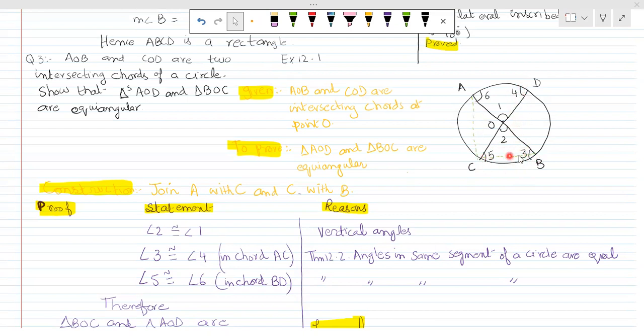With the very same reason, if we focus on the chord BD, starting with B and ending with D, angle 5 and 6 are also congruent. So we had to prove that in this triangle, angles 2, 3 and 5, and in this triangle, angles 1, 4 and 6, are correspondingly equal to each other. And here we have shown all of these three angles are congruent to each other. So BOC and AOD are equiangular triangles.